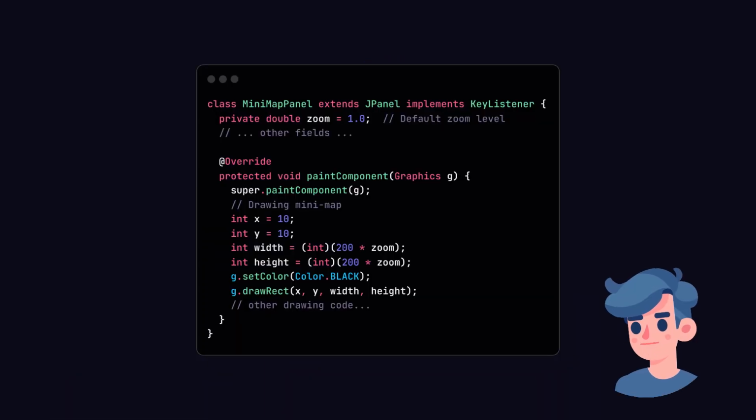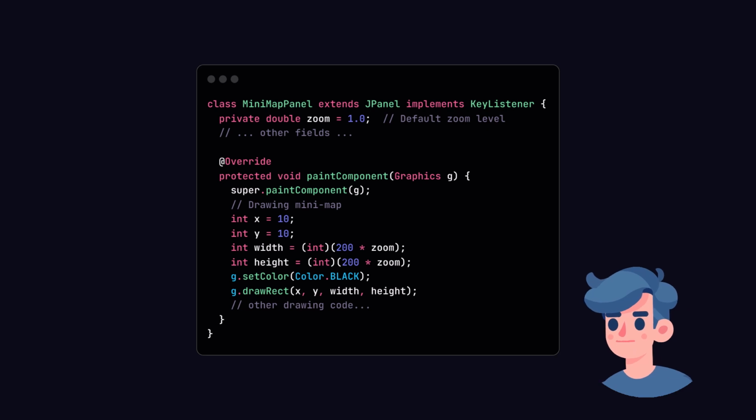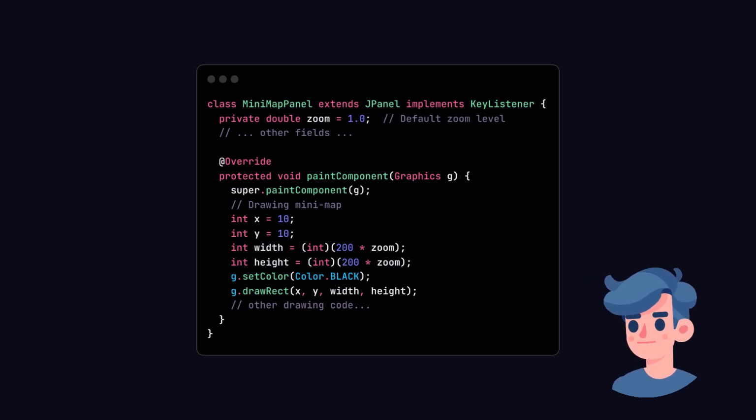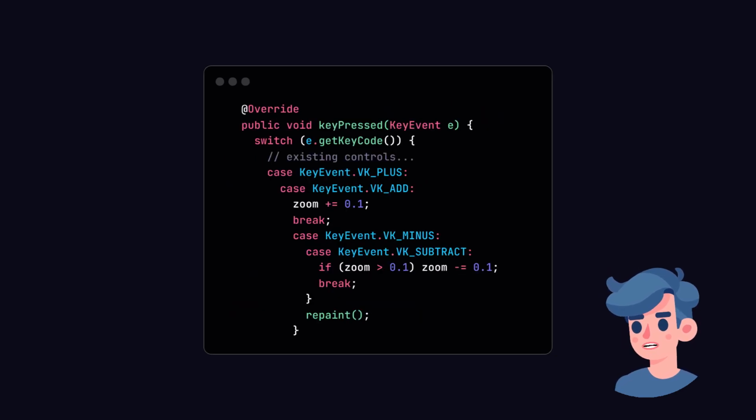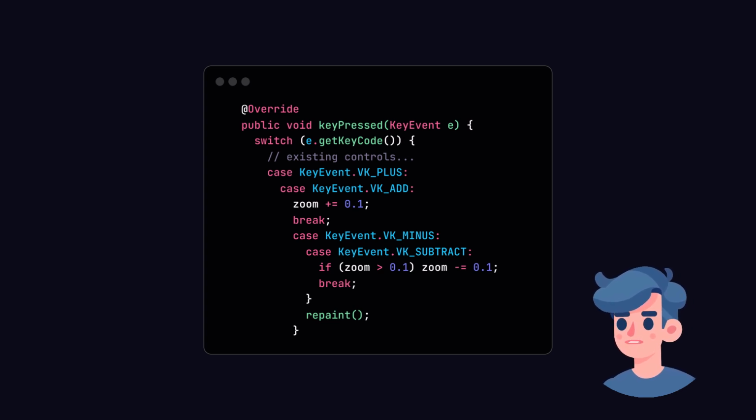While we have created a functional minimap, it lacks many features that can enhance gameplay, like zooming functionalities. Let's take it a step further and introduce a zoom feature to our minimap. To control the zoom level, we can add a couple of keyboard shortcuts, like using the plus key to zoom in and the dash key to zoom out. Let's implement that in our keyPressed method.